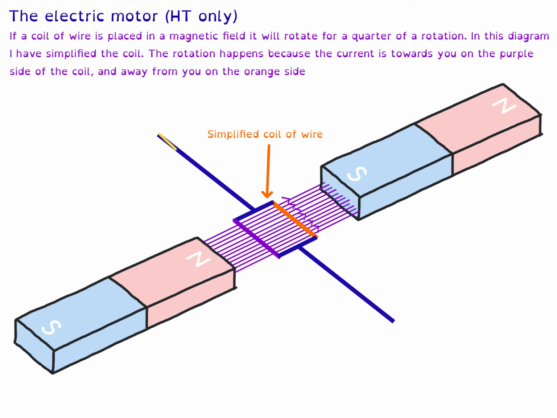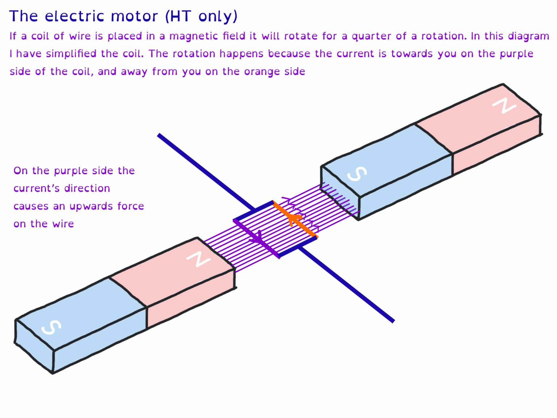But essentially it comes into the magnetic field, moves around and around for a number of turns and then comes out the other side. The rotation happens because the current is towards you on the purple side of the coil and away from you on the orange side of the coil. On the purple side, the current's direction causes an upwards force on the wire, and you can see this if you use your Fleming's left-hand rule.